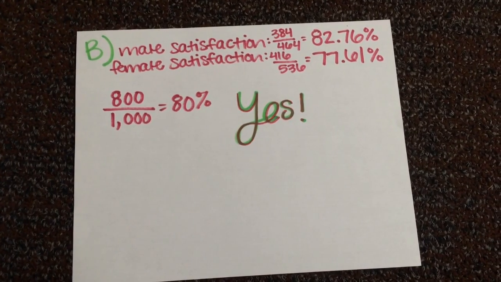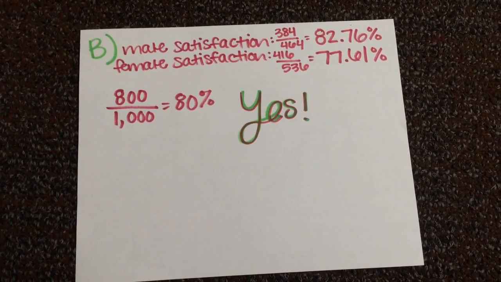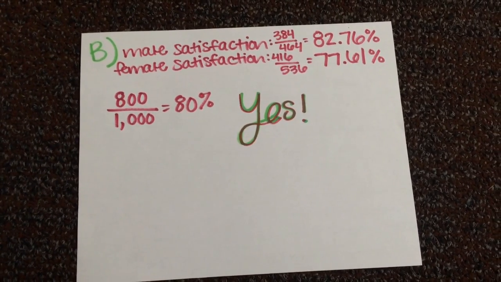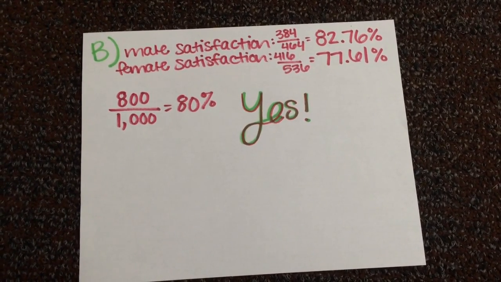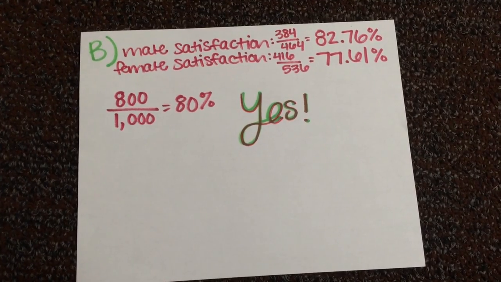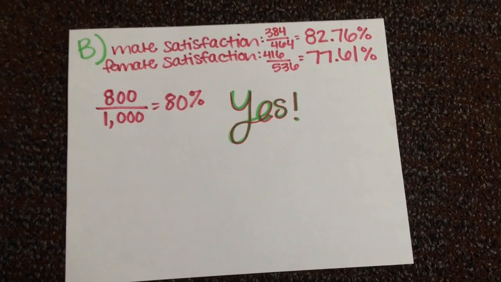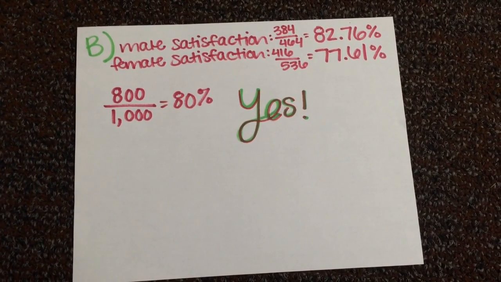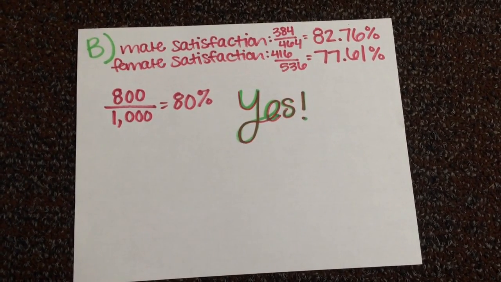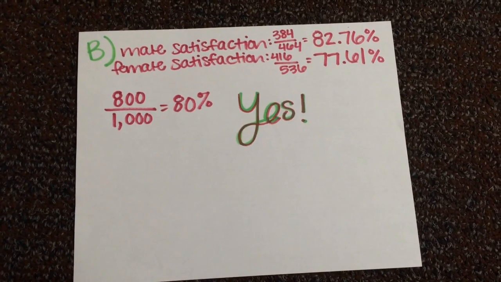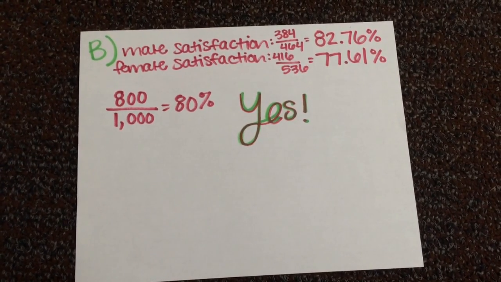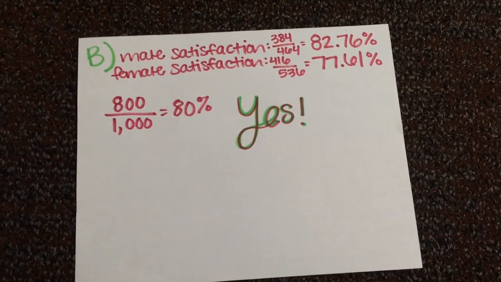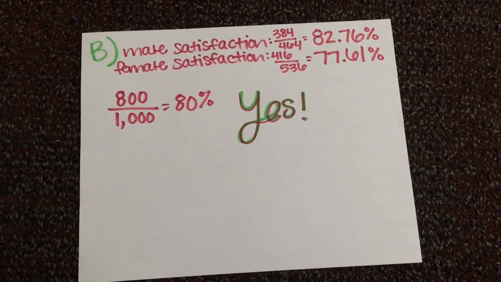800 over 1,000 is a reasonable estimate for the proportion of all adult county residents who are satisfied with hospital services because the proportion of males who were satisfied, 384 out of 464 total males, or 82.76%, and the proportion of females who were satisfied, 416 over 536 females total, or 77.61%, are both close to 80%, which is 800 out of 1,000. So yes, it is a reasonable estimate.